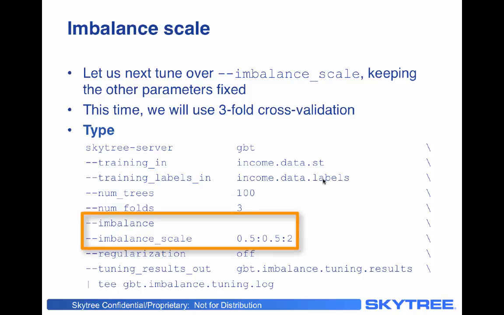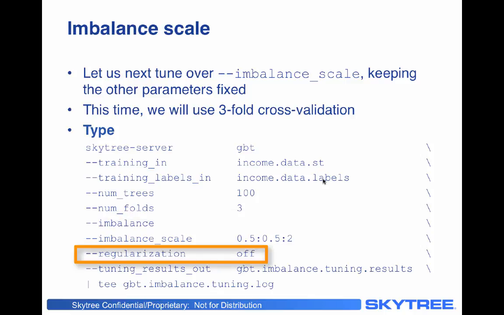We then specify the imbalance option as in the previous one, but this time in addition we specify a range of imbalance scale. So our imbalance scales are going to start at 0.5 and they will go up to 2 with steps of 0.5. For each value of this parameter, Skytree will sample the two classes accordingly. For example, for an imbalance scale of 1.5, the majority class will be downsampled and the minority class will be upsampled with replacement so that they both have the same number of points, which will be 1.5 times the number of points in the original minority class.